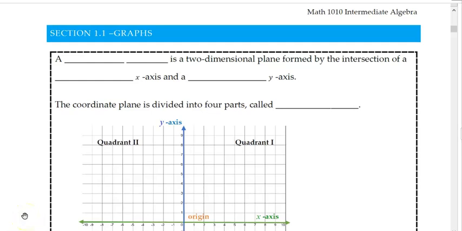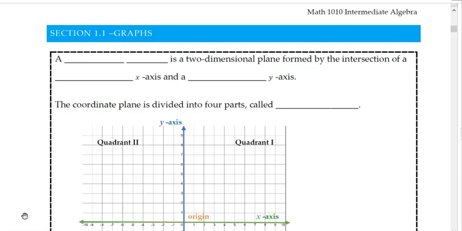In these videos I'll be making, all of the problems that we'll be working through are coming out of the Math 1010 lecture notes. So let's get started. This video is going to be about section 1.1, which is all about graphs.